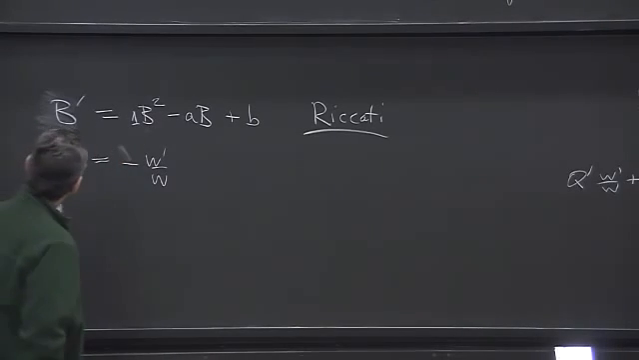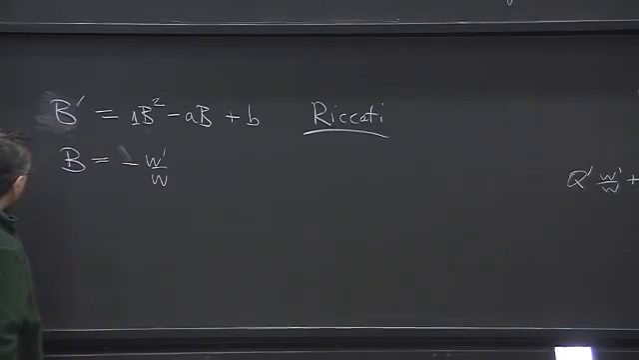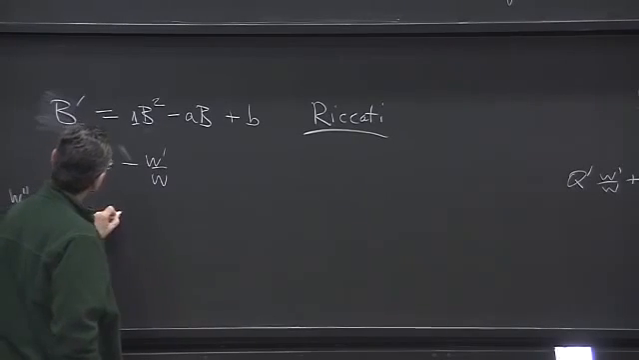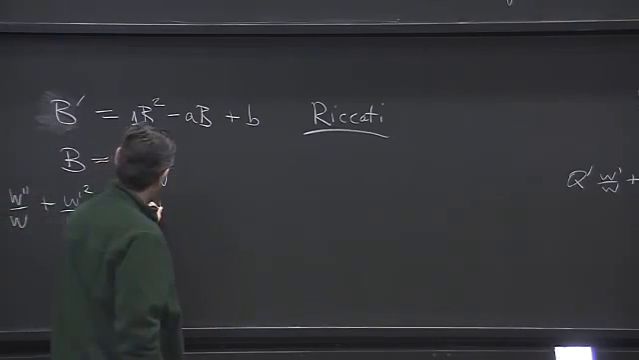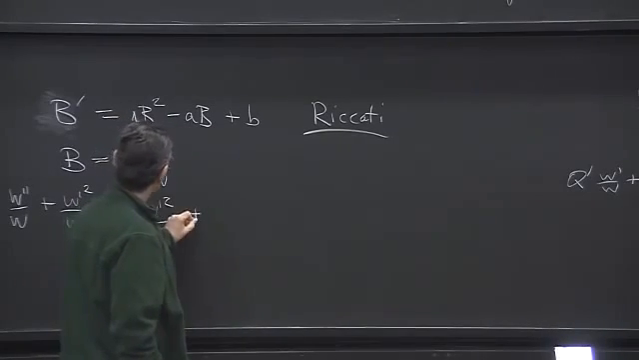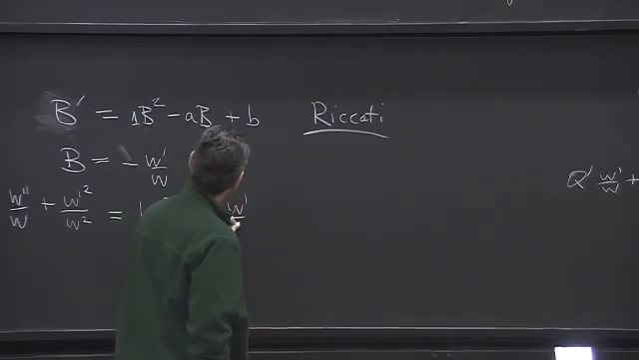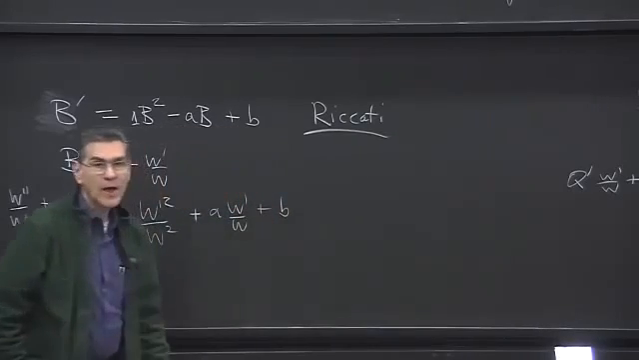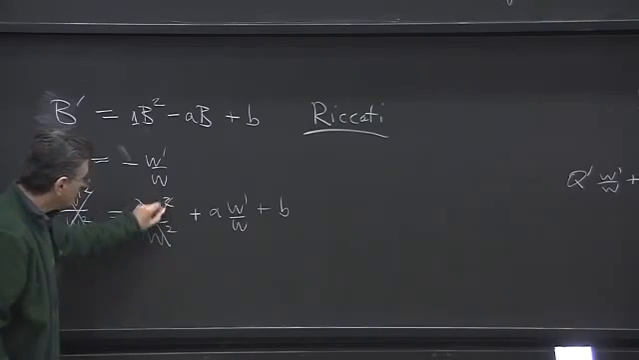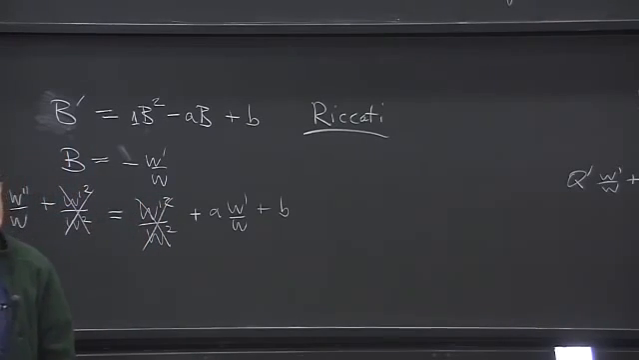So if I plug it in, b prime would be w double prime over w with a minus sign, and then plus w prime squared over w squared is equal to b squared, which is w prime squared over w squared, minus ab. So it would be plus a times w prime over w plus b. And as we promised, you see what happens here? This is really beautiful. That guy cancels that guy. The two disgusting, ugly, horrible terms cancel out.